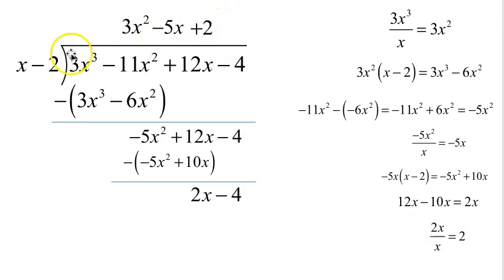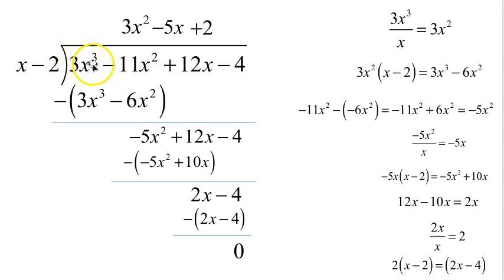Then we multiply that positive 2 times x minus 2. 2 times x minus 2 is, of course, 2x minus 4. And we're going to subtract 2x minus 4 from 2x minus 4. 2x minus 2x is 0. Negative 4 minus negative 4 is 0. So my remainder is 0. So we have successfully done this division.